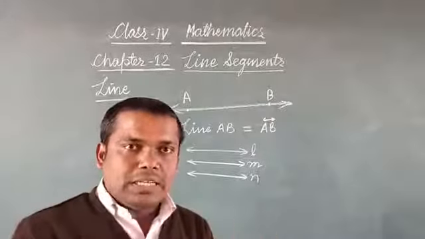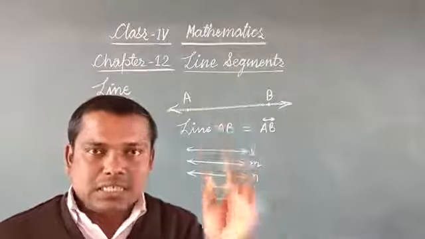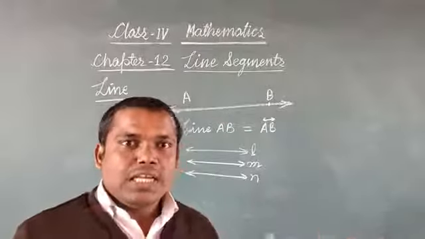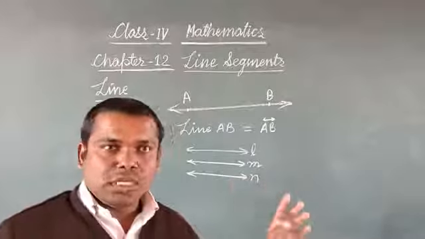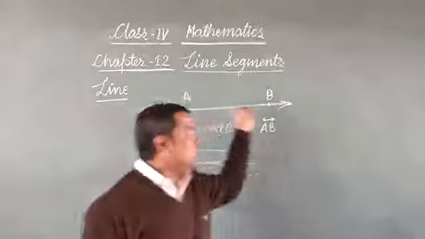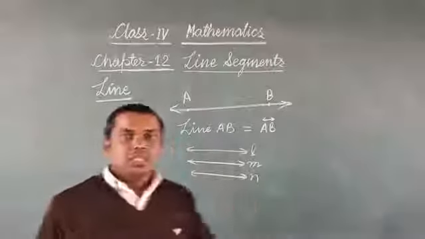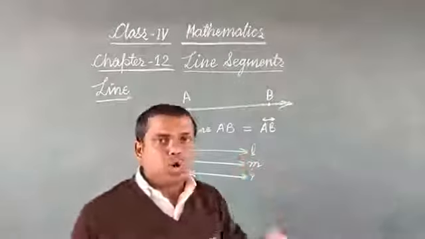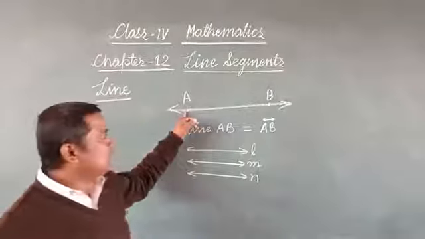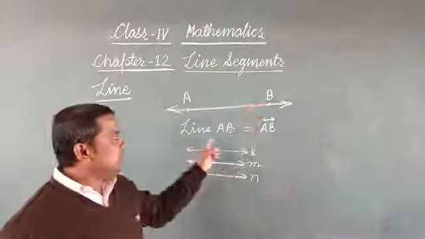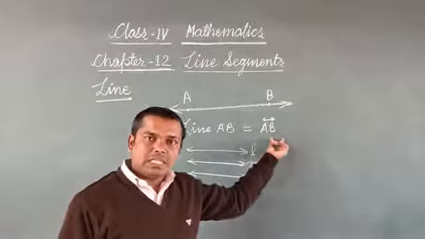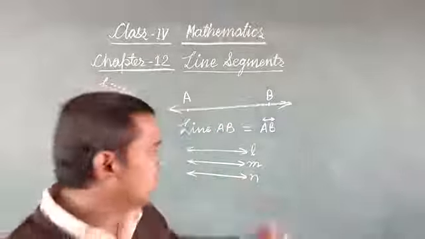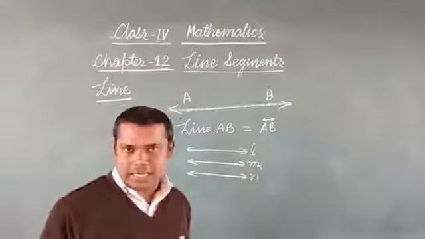So you remember that a line is a straight path which extends indefinitely in both directions. Both direction means either in this direction or in this direction. Now, how can a line be represented? A line can be represented by taking 2 points on it. As I have taken point A and point B on the line, then it is line AB. Then we can represent a line with the help of small letters also, like L, M and N.